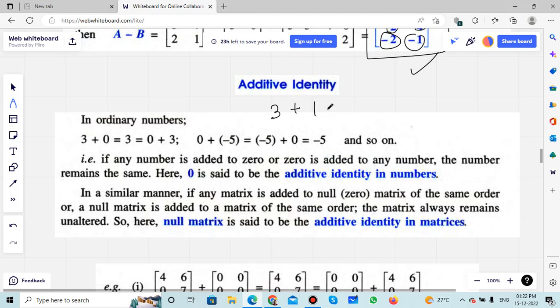So what should we add? If I add 1, it becomes 4. It's different from 3. So okay, 1 is not the additive identity. Then what do we do? We need to add 0 to it so that we get the same 3. So the identity of 3 has been restored, not changed. So we call 0 the additive identity here.